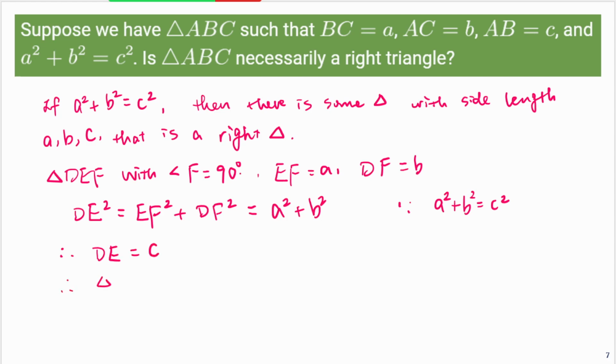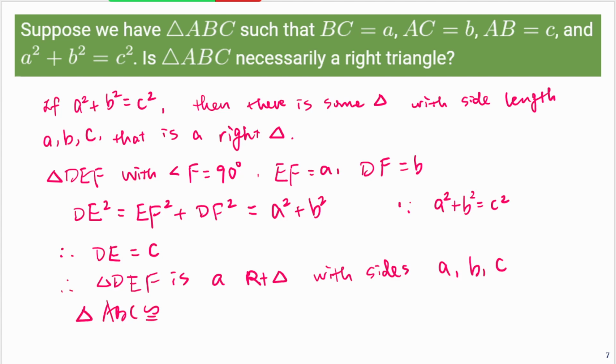Therefore, triangle DEF is a right triangle with side lengths A, B, and C. Since triangle ABC has the same side lengths as triangle DEF, triangle ABC is congruent to triangle DEF by SSS, right? Therefore, triangle ABC must also be a right triangle. Can you see the logic here?